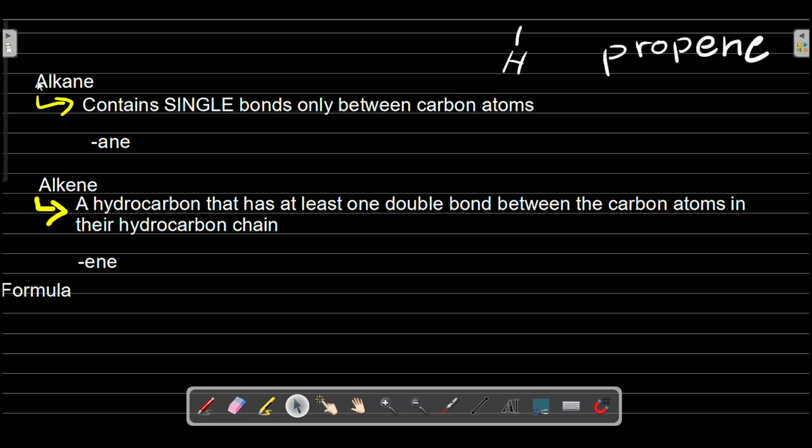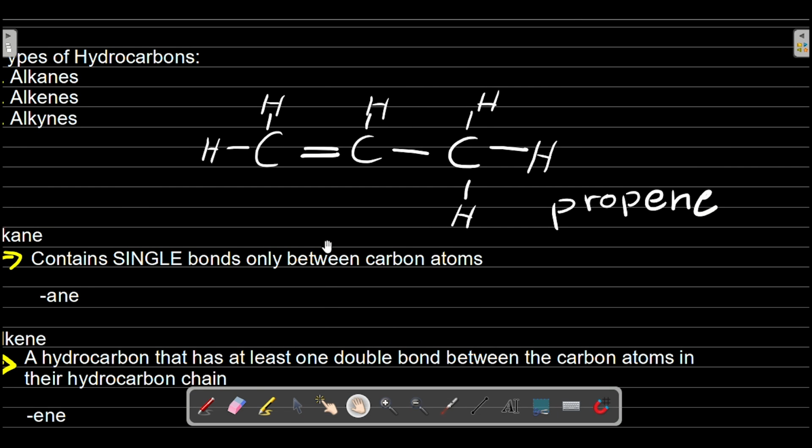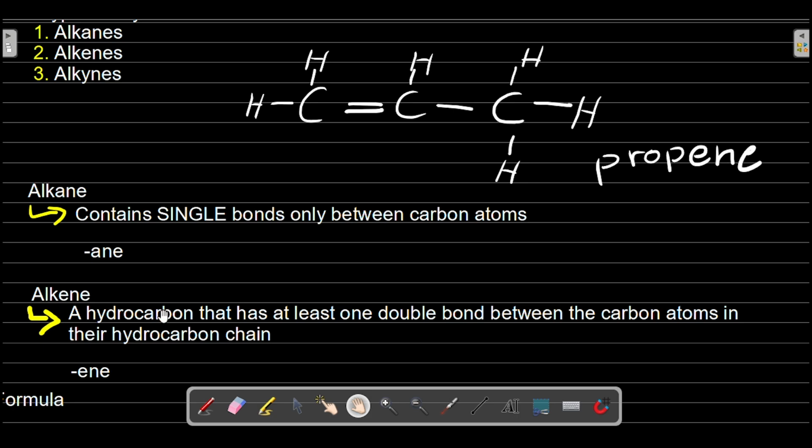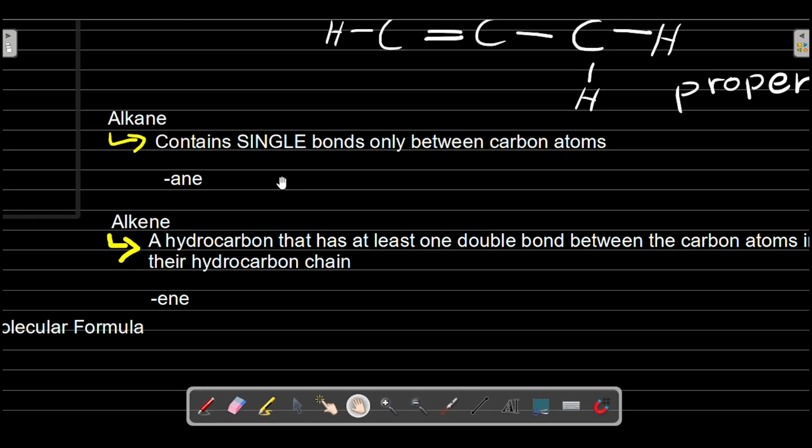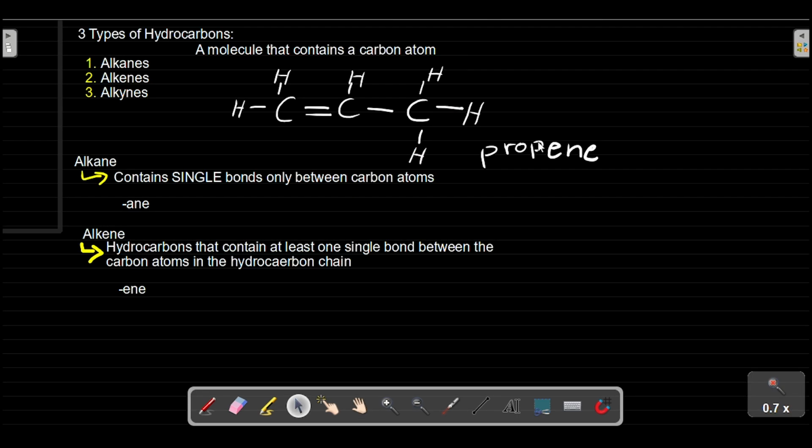You'll be seeing a pattern there: alkane, ane; alkene, ene. And therefore an alkene that has at least one double bond between carbon atoms will have the suffix "-ene" in its name. In this example, propene. So now we're just left with alkyne. I might have lost some information there, but let's continue.